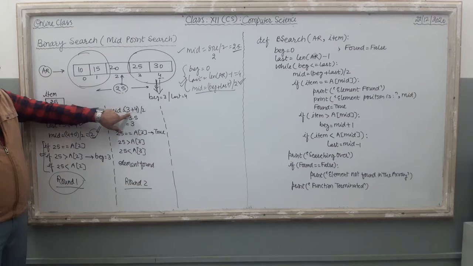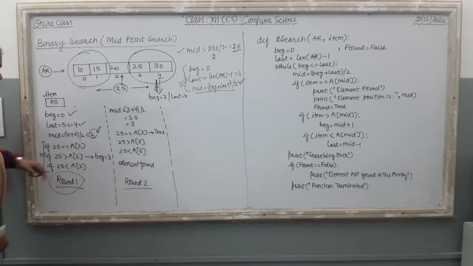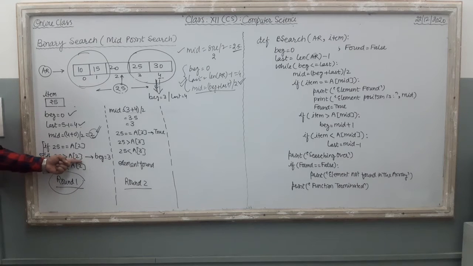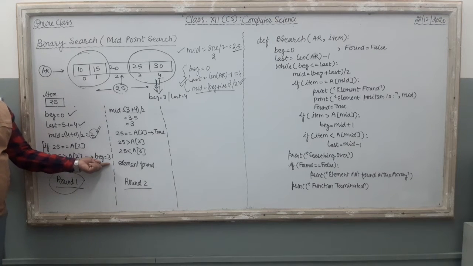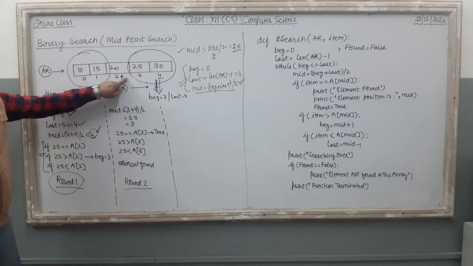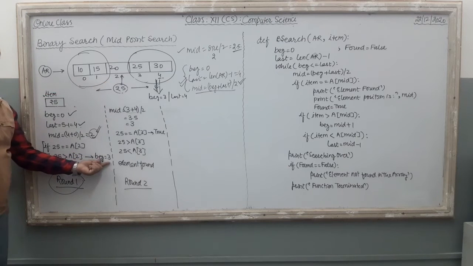Just see what is there in round 2. Round 2 beginning is 3. Just see here, in round 1 the condition was: 25 is greater than A2. Means what? We have to shift the beginning position from 0 to 3. Mid plus 1. Right? Middle position is equal to 2. Mid plus 1 means 3. So the beginning position is 3.